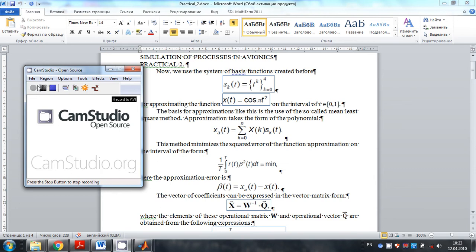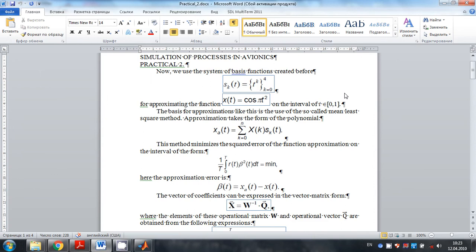Hi everyone, this is the final part of practical 2 on the discipline on the subject simulation of processes in avionics. At the previous class and previous video we talked about how to decompose the signal using the system of basis functions. We used this cosine of pi times t squared signal as an example and a set of 5 power functions as a system of basis functions that we wanted to decompose our signal onto.